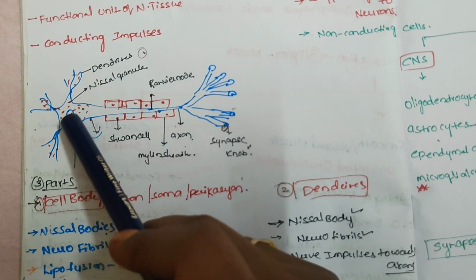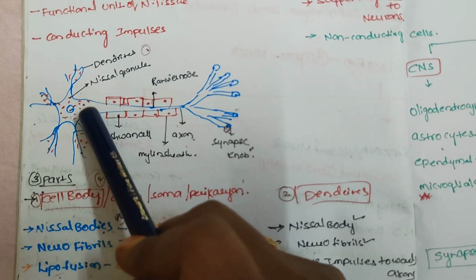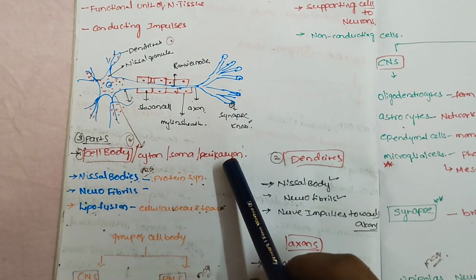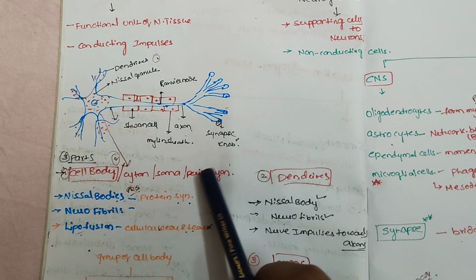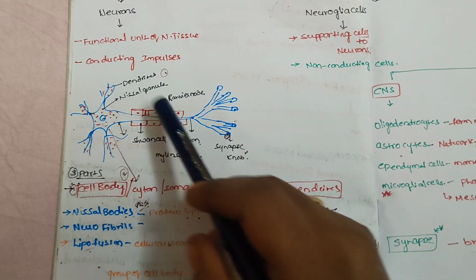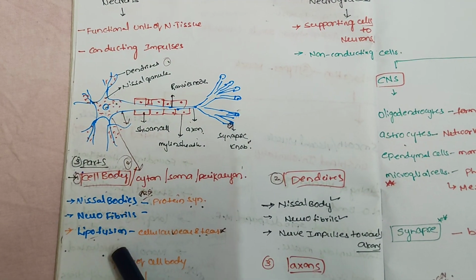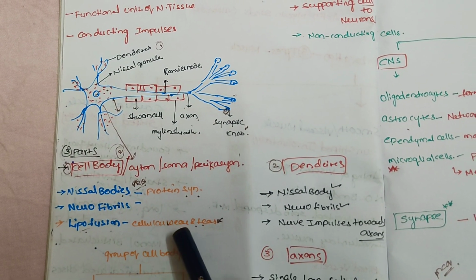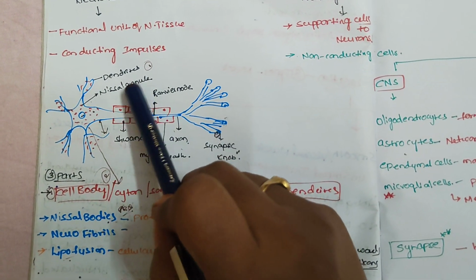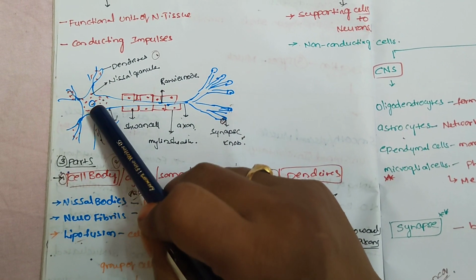Then we have the cell body. The other names of the cell body are soma, cyton, perikaryon. The term karyon indicates nucleus, so perikaryon, the region around the nucleus, is called the cell body. In the cell body we also have Nissl granules, neurofibrils, and lipofuscin. What is the function of lipofuscin? It deals with cellular wear and tear. What is the function of Nissl granules? They are for protein synthesis. So this is regarding the cell body.